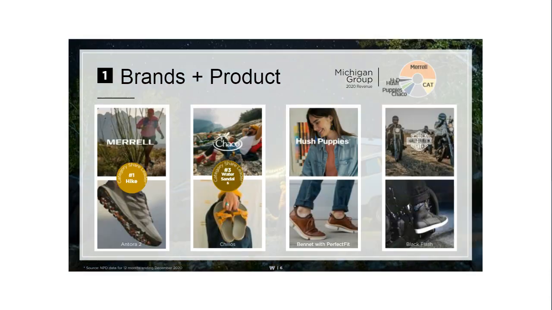Our next 2 slides will show the 8 brands that are centrally located in our Rockford, Michigan headquarters. One of our biggest brands in the portfolio is Merrell. They're #1 in the hiking category. You may recognize them if you're into outdoor activities. I know a lot of people have gotten into that over the past couple of years, especially during the pandemic, trying to get outside. Along those same lines, Chaco, our #3 brand in water sandals, is something that has a very loyal consumer base, and people seem to love them. They're a great brand as well.